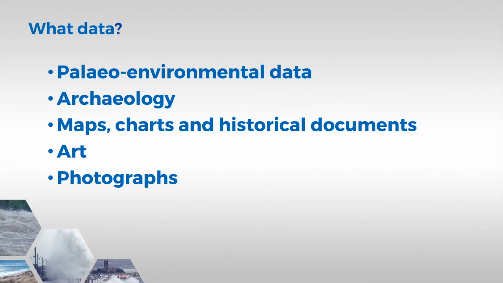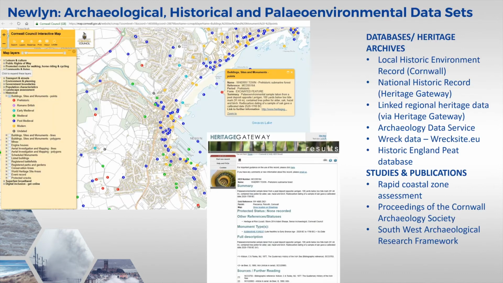So the data that we need to analyse and assess to try and understand these past changes include palaeoenvironmental data, archaeological material, maps, charts and historical documents, art and photographs. In our pilot study areas, we've been looking at these different data sets in a systematic way and then getting the information and putting it on a database that can then be accessed through a maritime atlas, being a geospatial viewer.